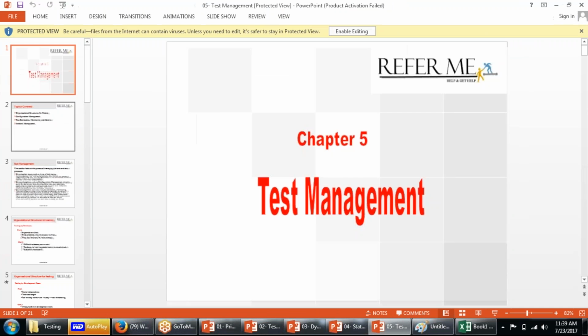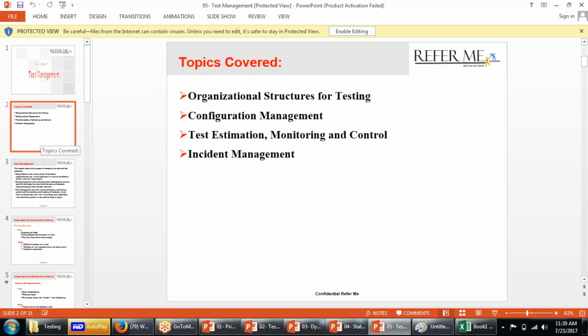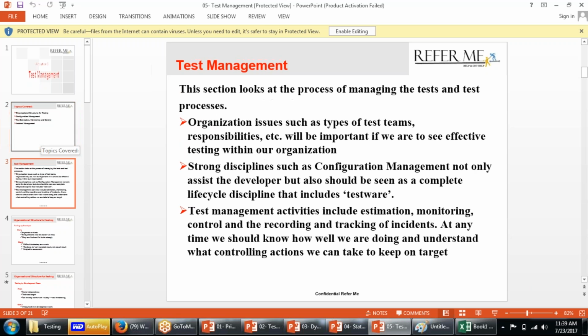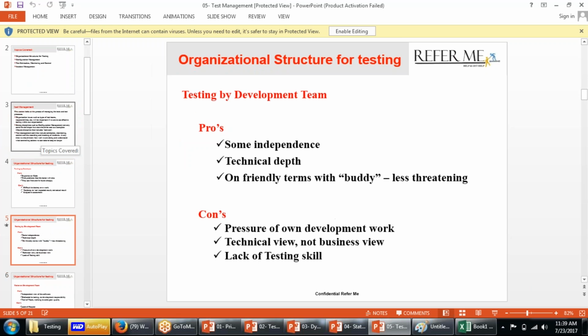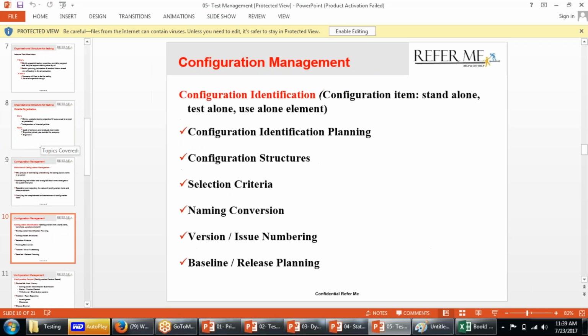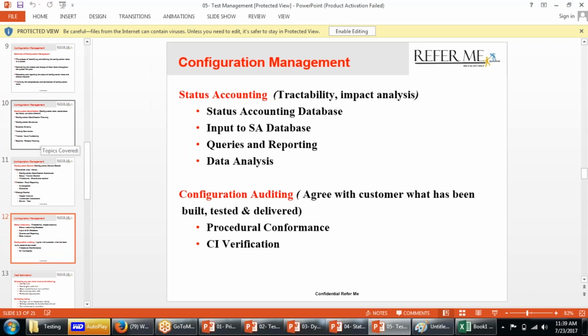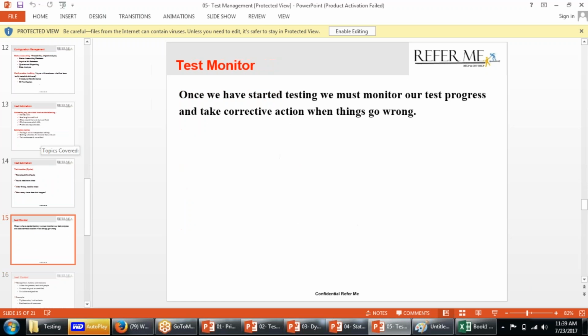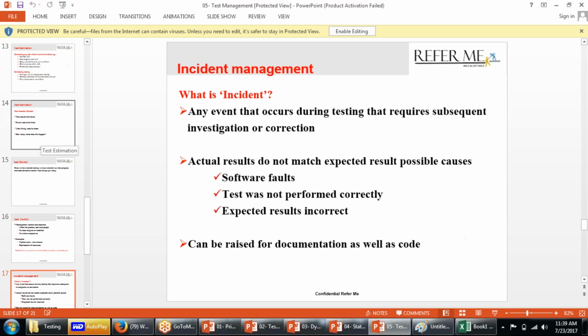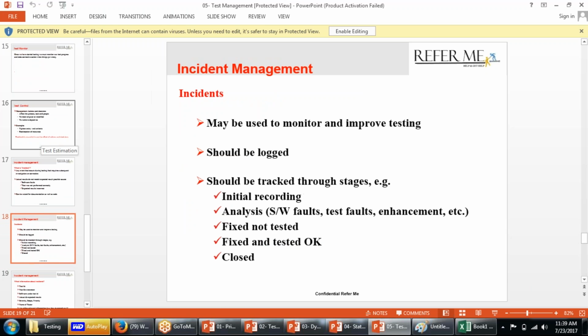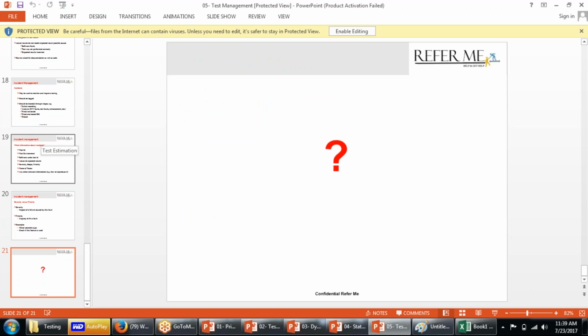Then in the last presentation we will see about organizational structure, how people are working in testing, like test manager, test lead, right? Then pros and cons for each and every role and responsibility. Then we will study configuration management. Then we will study test estimation, test control, incidents, right? So these are the things we will study during our course.